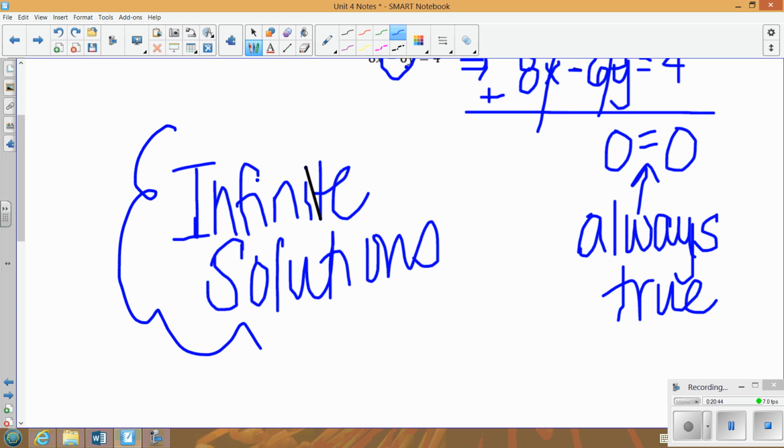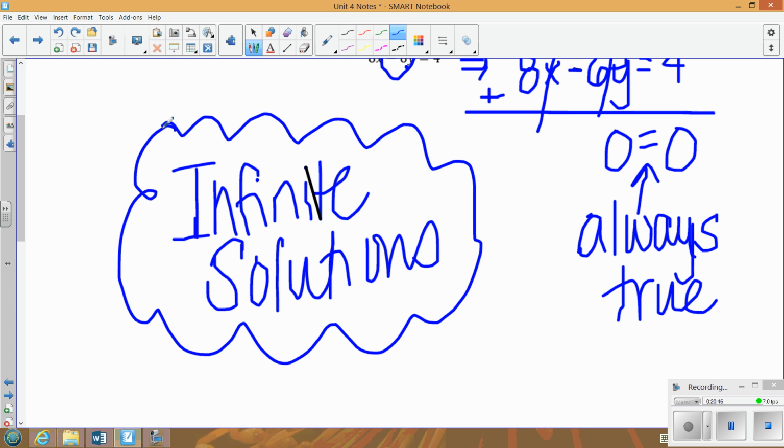So you can see that those three scenarios we talked about in lesson 1 still apply to all of the other ways of solving. So you can see what happens when you solve algebraically versus when you solve graphically.